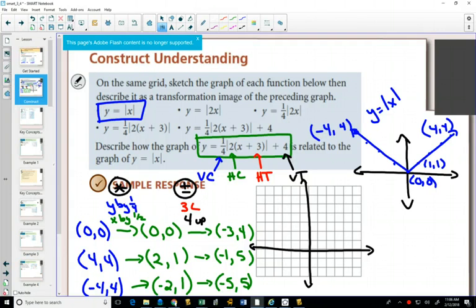Draw some grid lines on our graph here. Label these points. So I've got negative 3, 4, negative 1, 5, excuse me, and negative 5, 5. Since negative 3, 4 was my vertex, I know that my graph looks like this in the end.